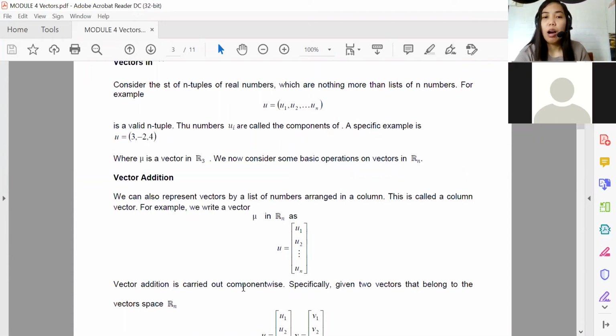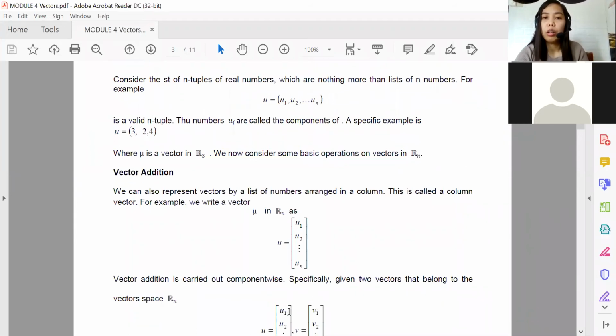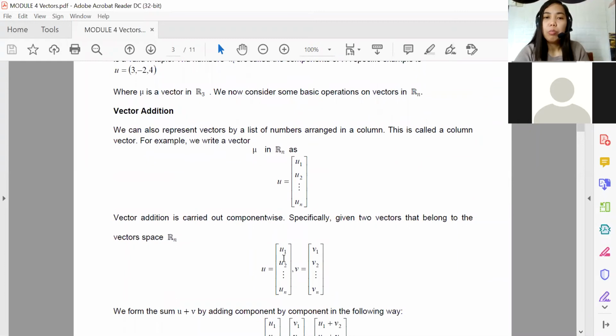Vector addition is carried out component-wise. It means that you're going to add the first element to the first element of the other vector. So u sub 2 will be added to b sub 2, up to however many elements, up to u sub n, and you're also going to add it to b sub n. Specifically, given two vectors that belong to the vector space Rn, the size should also be the same.